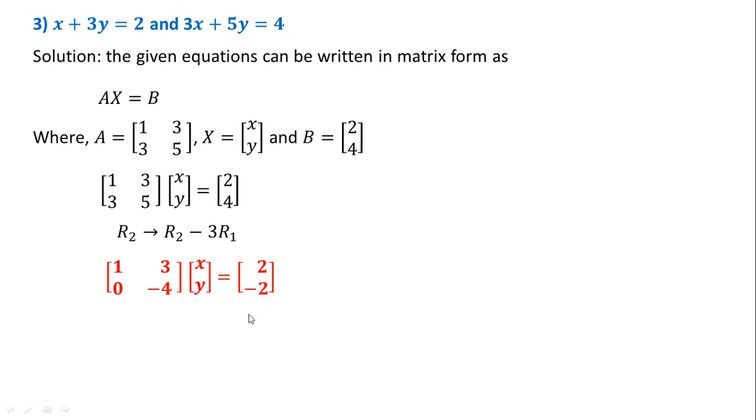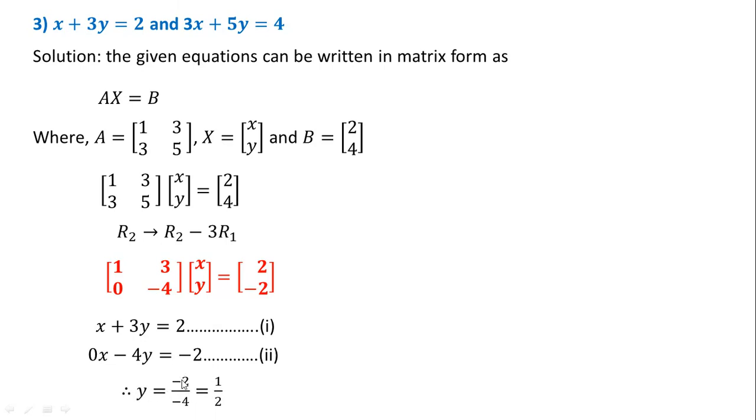So if you convert this into equations, that is x plus 3y is equal to 2, and 0x minus 4y is equal to minus 2. We get these two equations. Okay, so after getting these two equations, just see here the second equation, by which we get the value of y is equal to minus 2 upon minus 4, that is after simplification minus minus become plus, and we get 1 by 2. So the value of y is equal to 1 by 2.